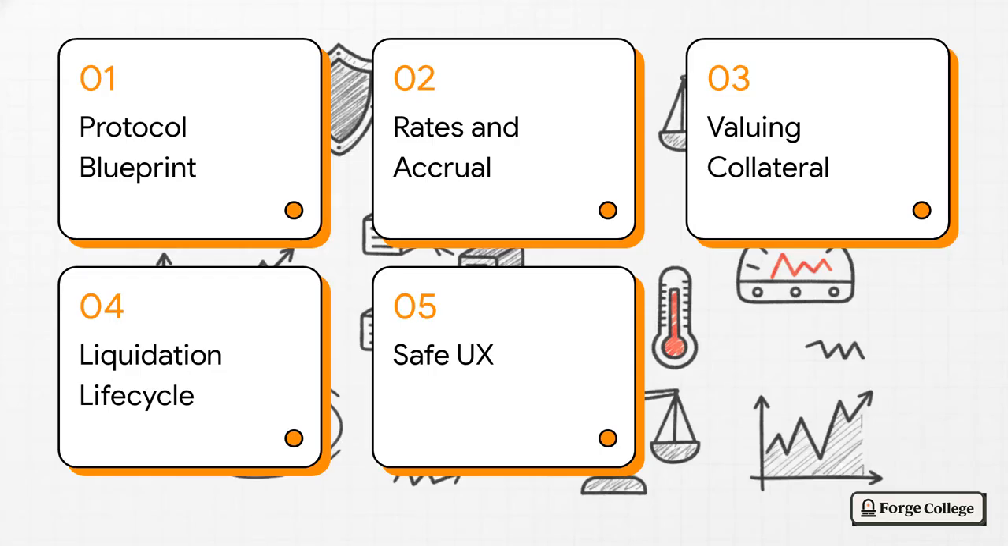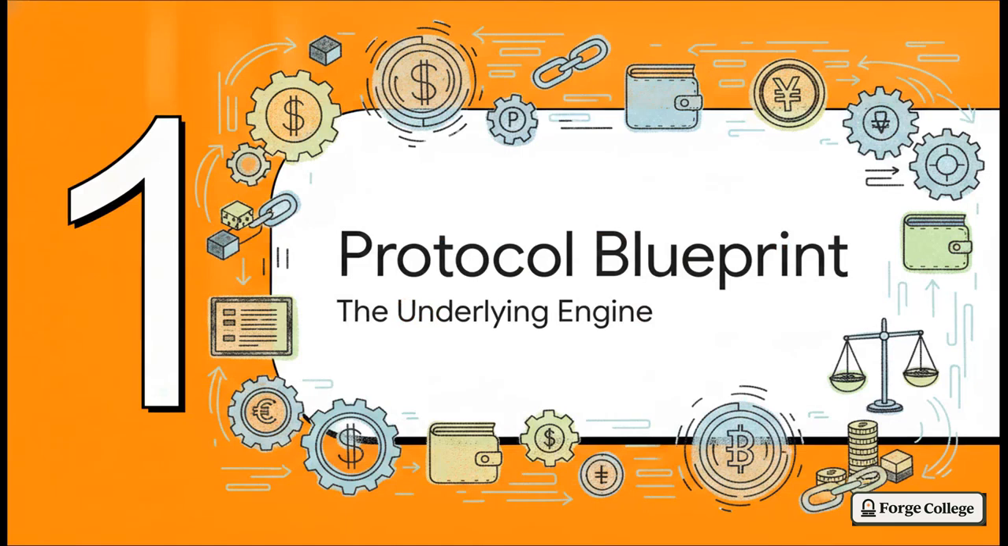All right, here is our blueprint for today. First up, we'll look at the lending protocol blueprint. Then we'll dive into interest rates and accrual, followed by how we actually value your collateral. After that, we'll map out the liquidation lifecycle and wrap things up with how to build safe user experiences. Let's jump right in. Section 1, the lending protocol blueprint.